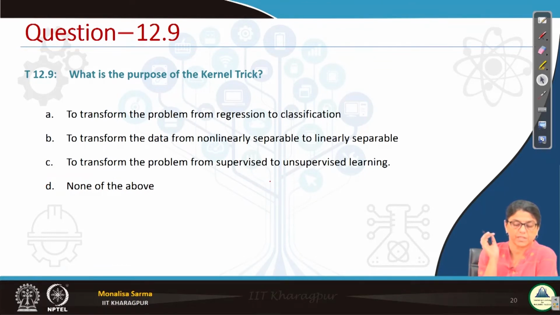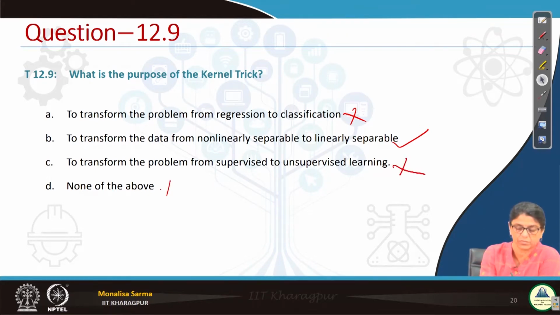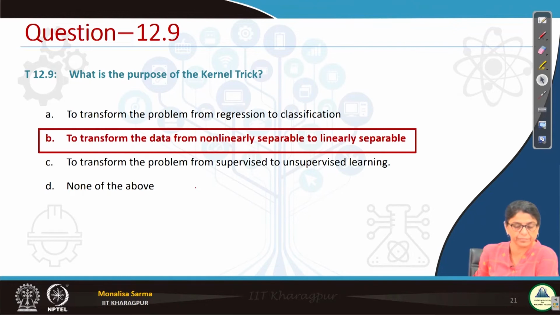What is the purpose of the kernel trick? Now you know the purpose of the kernel trick. Let's see what are the options given. To transform the problem from regression to classification, is it the purpose? Definitely not. To transform the data from non-linearly separable to linearly separable, yes, of course. To transform the problem from supervised to unsupervised, definitely not. None of the above, definitely not. B is the answer.